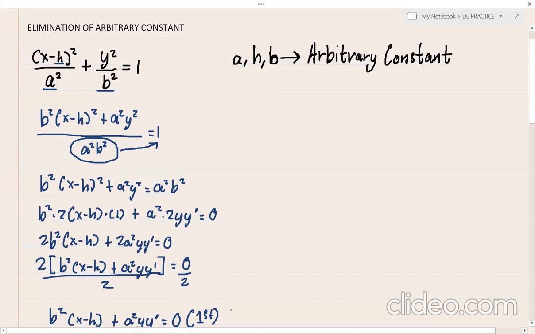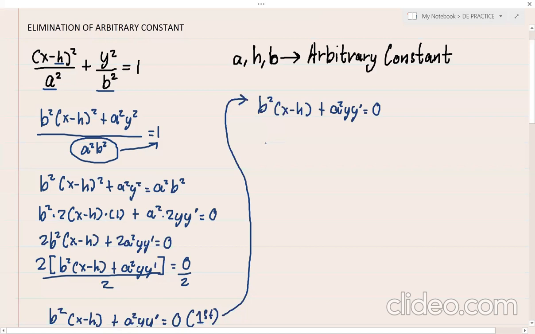Ngayon, let's find now your second derivative. Okay? So this is the second time you're going to differentiate. So copy lang natin to. B squared times x minus h plus a squared times y prime is equal to 0. So ito, if you're going to get the second derivative, you will have b squared times 1 kasi yung derivative ng x minus h mo is basically 1 pa rin. Okay, it's still 1. Okay? Yan, there you go. That's it.